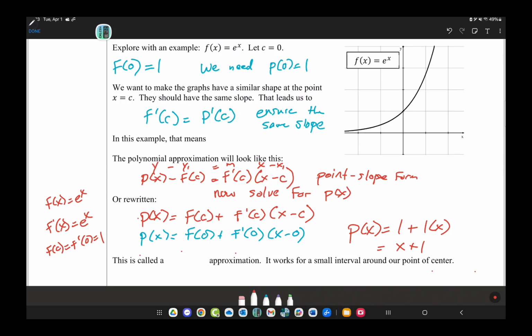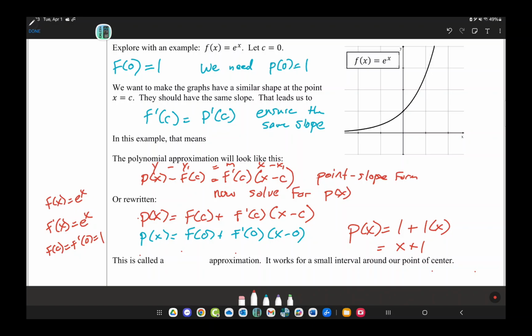f of 0 is equal to f prime of 0, because they're both the same value. It's f of x and f prime of x, they're both e to the x. So f of 0 would equal f prime of 0, which is 1. That's only for this specific instance, because f of x is e to the x. It's not true every single time. In this case, f of 0 would be f prime of 0.